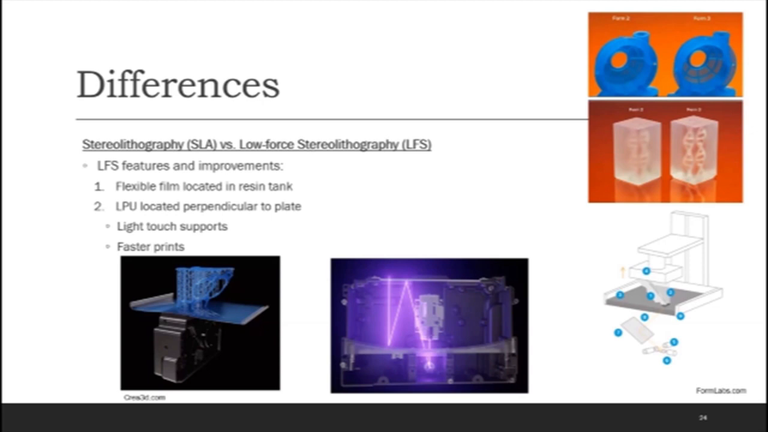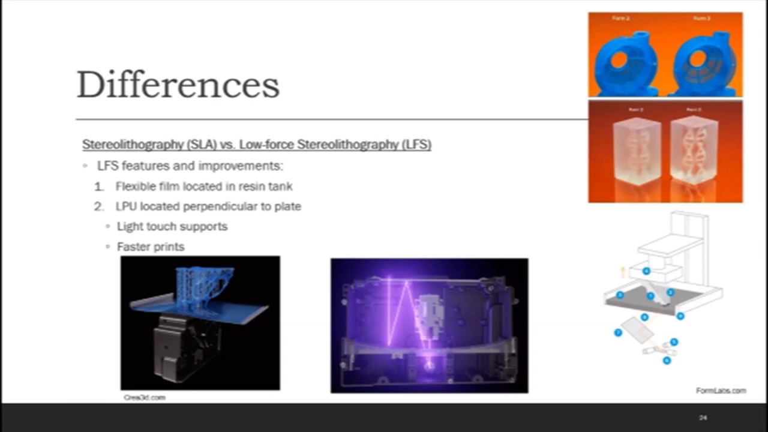So you can see this picture on the left. The LPU is that black box that you see there. And the flexible tank here, in this case, we're doing blue resin, so it's the blue one right here. So the reason why they decided to have a flexible film in the bottom is to reduce the peel forces between the print and the base of the tank once you want to start curing a new layer.